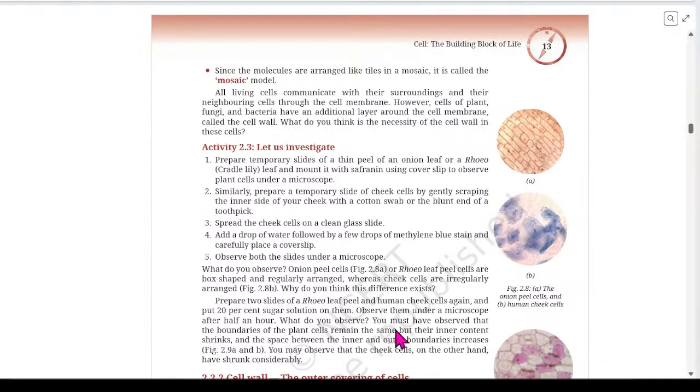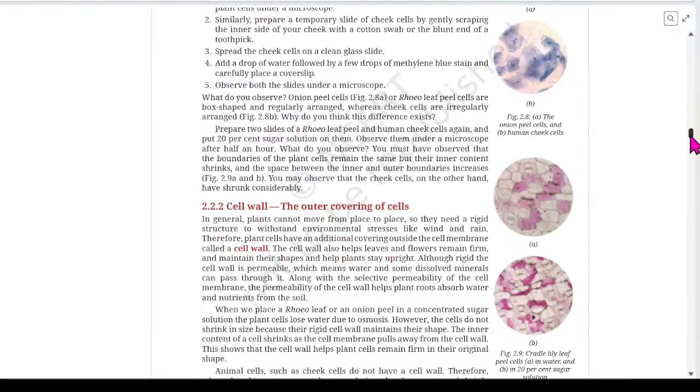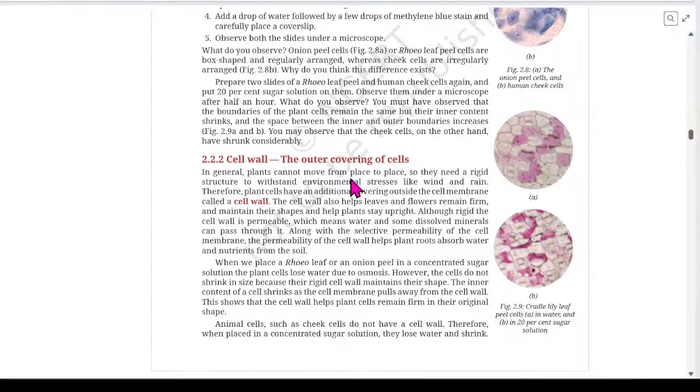What do you observe? You must have observed that the boundaries of the plant cells remain the same, but their inner content shrinks and the space between the inner and the outer boundaries increases. You may observe that the cheek cells, on the other hand, have shrunk considerably. Cell wall, the outer covering of the cells. In general, plants cannot move from place to place, so they need a rigid structure to withstand environmental stresses like wind and rain. Therefore, plant cells have an additional covering outside the cell membrane called the cell wall.